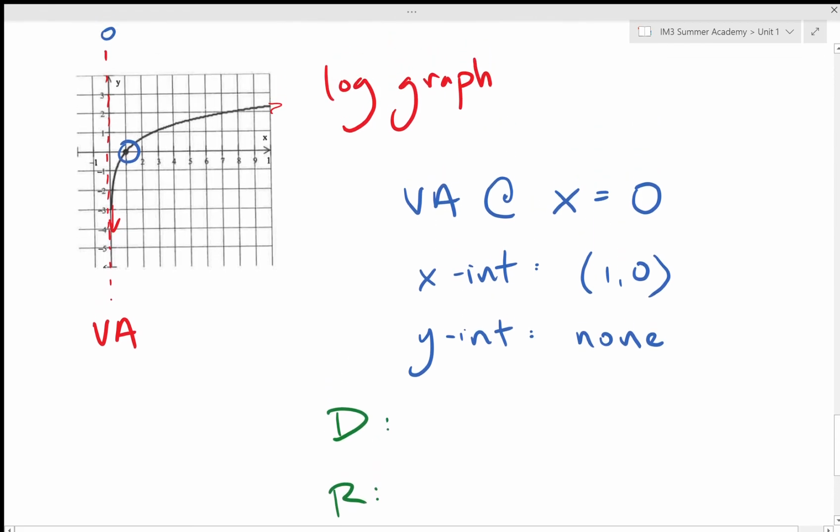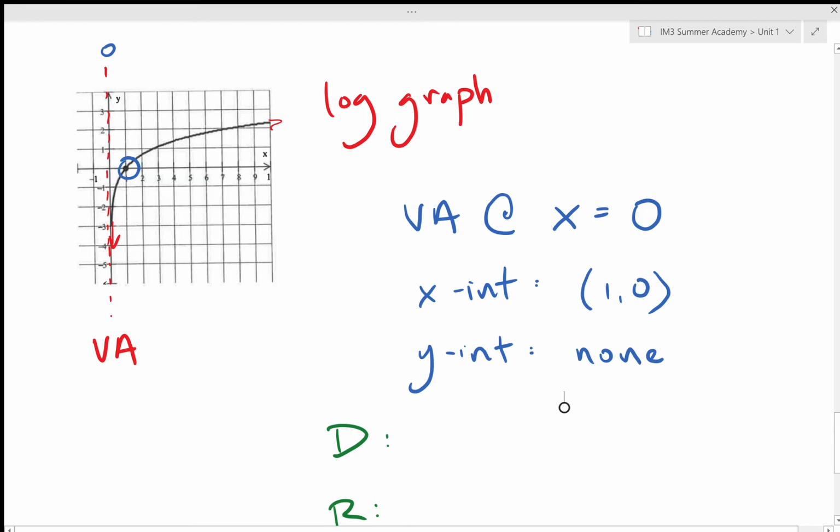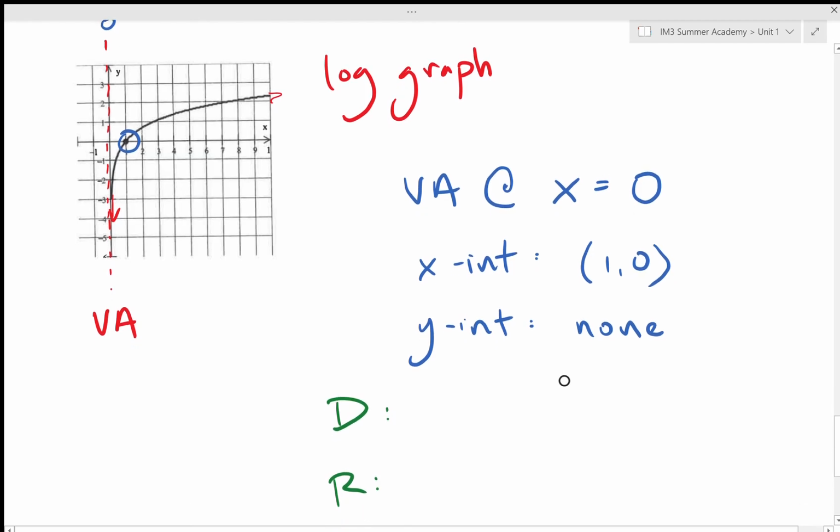Domain. Domain, remember, side to side. Does it ever stop going to the left? And in fact, there is something stopping it from going left. That vertical asymptote at 0. But it doesn't touch it, so we give it a parenthesis. And does it ever stop going right? No, it doesn't. So positive infinity. As for range, it never stops going down. You see the arrow pointing down and the arrow slowly going up. Never stops going down, never stops going up. There's domain and range.